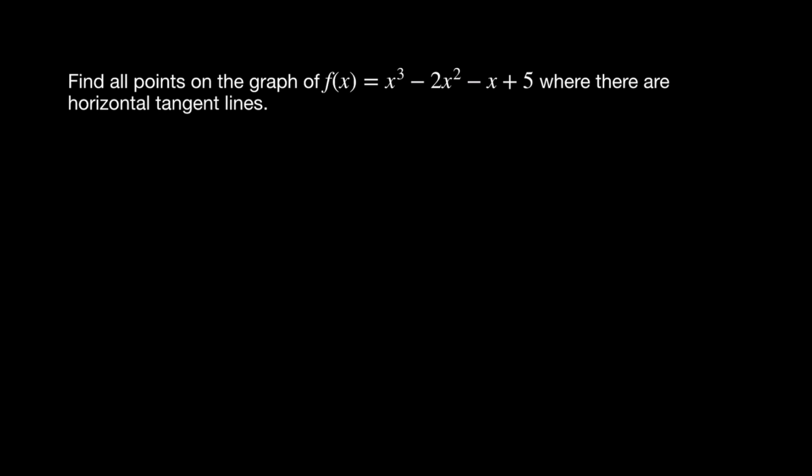Let's do one more example. Find all points on the graph of f of x equals x to the third minus 2x squared minus x plus 5, where there are horizontal tangent lines.